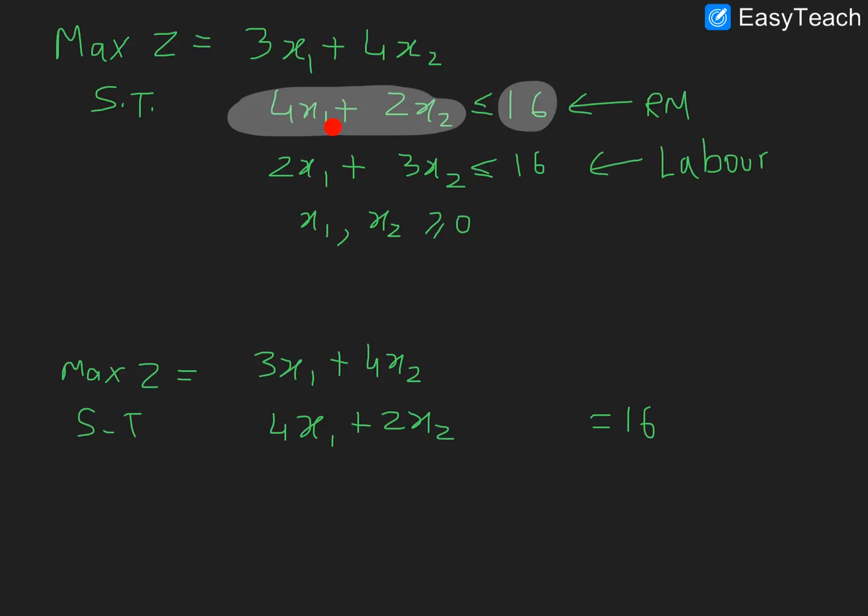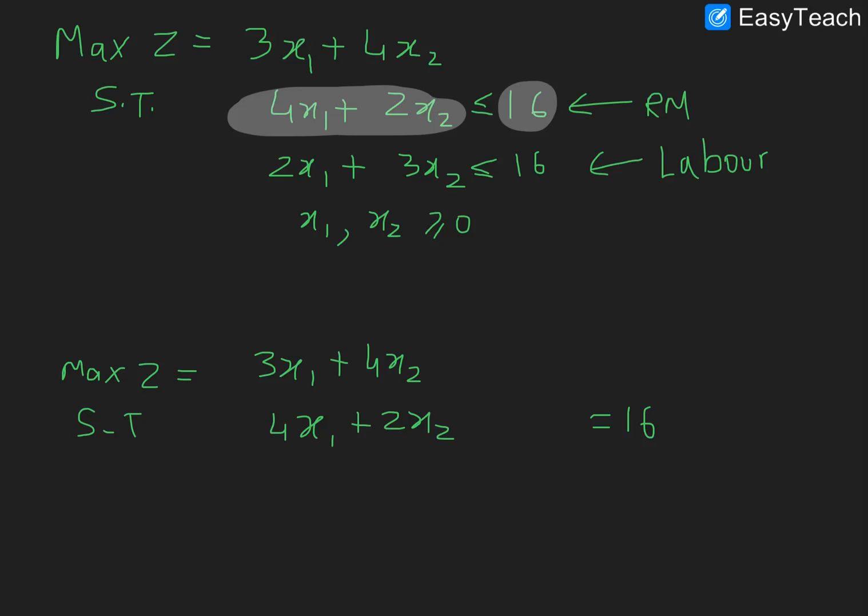So 4x1 plus 2x2 should be less than or equal to 16. This portion is the raw material consumption, and it should be less than or equal to 16. If I place an equal to sign, obviously the meaning changes, where raw material consumption should be exactly 16. It may be exactly 16 or it may be even less than that. That is our requirement.